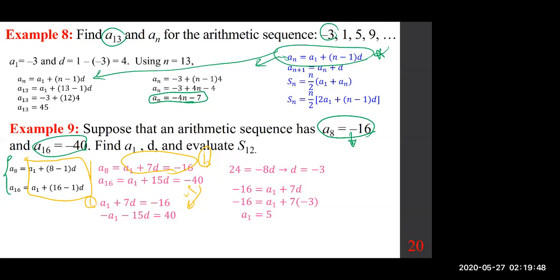Finally, how do we find S sub 12? Of course, we use S sub n. We replace the a sub 1, which is 5. We replace the d, which is negative 3. And this is a simple calculation. This is 6. This is 10. This is 11 times negative 3. And we end up with the following answer. 6 times 10 minus 33. And that's 6 times minus 23, which is negative 138.